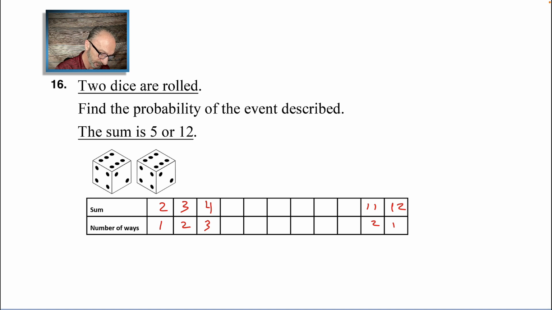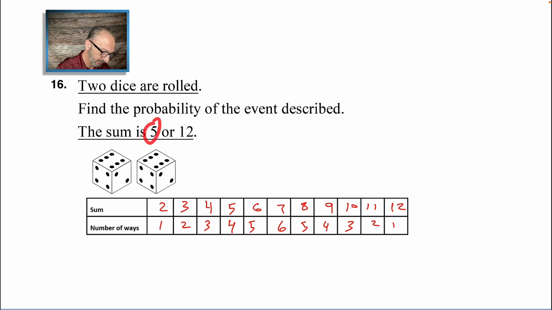Let's keep going and save you some time. The sums go 5, 6, 7, 8, 9, 10, 11, 12. So the number of ways will be 3 here, 4 and 4, 5 and 5, 6. The highest possible number of ways to get a sum will be for the sum of 7, and that's 6 different ways. Let's go back to the question.